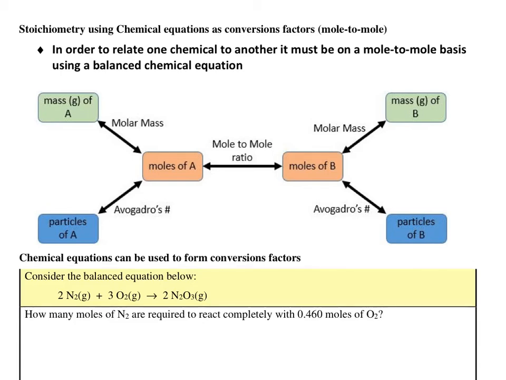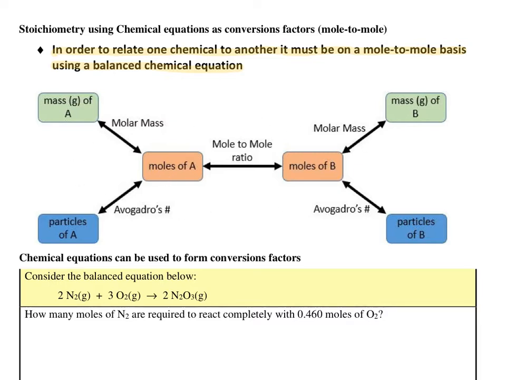Stoichiometry, relating amounts of chemicals to each other. The cardinal rule is that in order to relate one chemical to another, it has to be done on a mole-to-mole basis using a balanced chemical equation. That's depicted here in this cartoon.